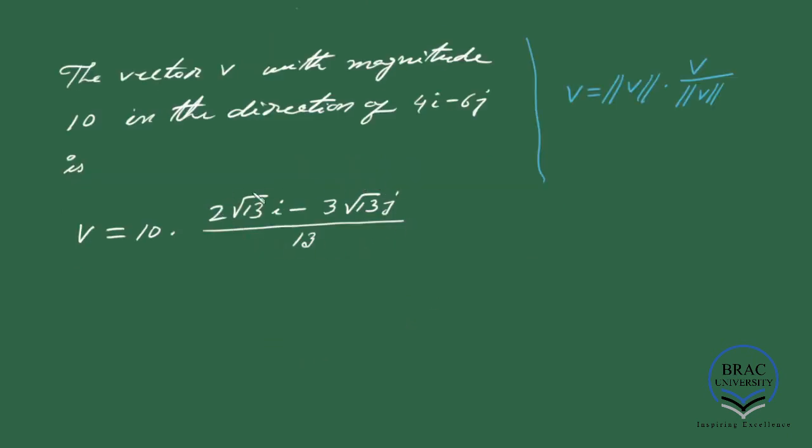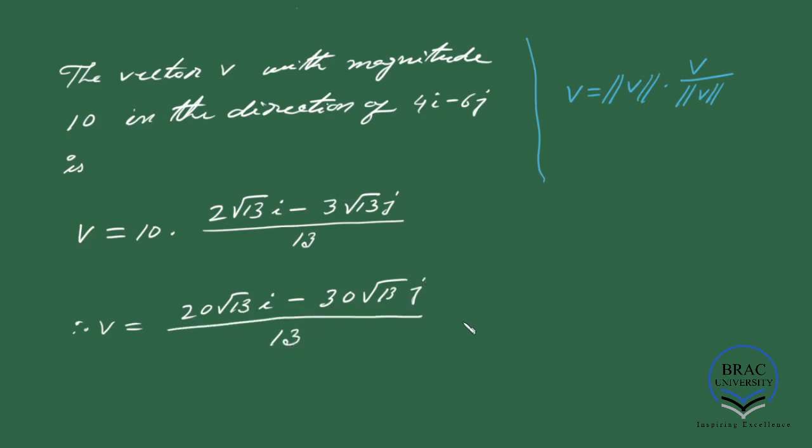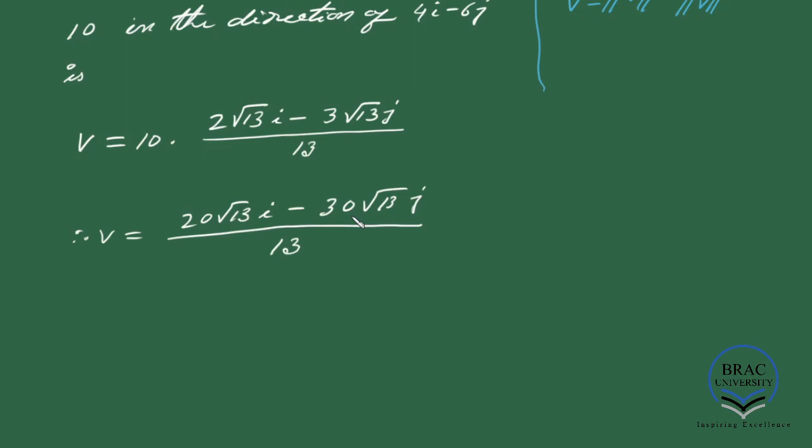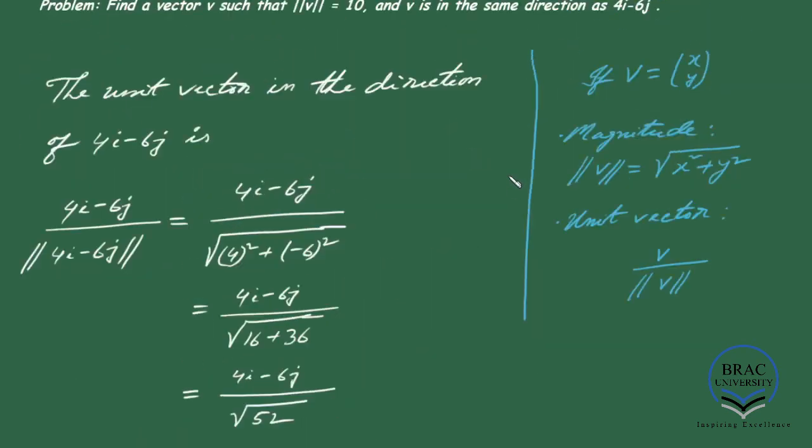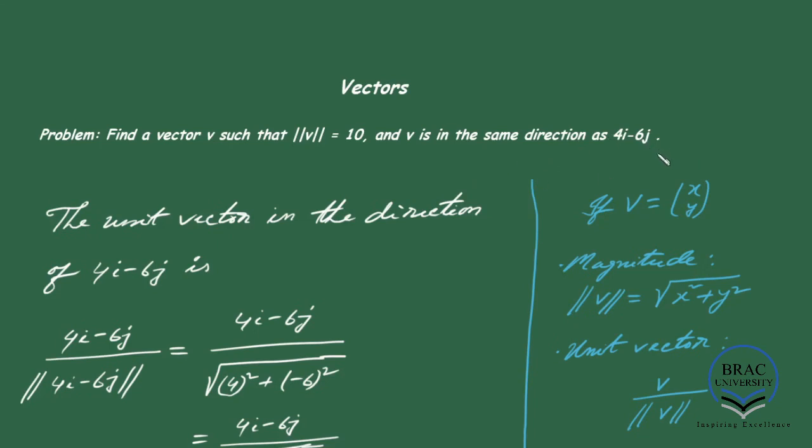Now this unit vector is providing us the direction of this non-zero vector v. v is non-zero because it has magnitude 10. And what this magnitude is telling us is how far the vector is going in that direction. So finally, we can write v as 20 square root of 13 i minus 30 times square root of 13 j, divided by 13. So we have expressed our vector v with the magnitude that was given and the direction of the vector which was indirectly given in this part. That's it. See you in the next lecture.